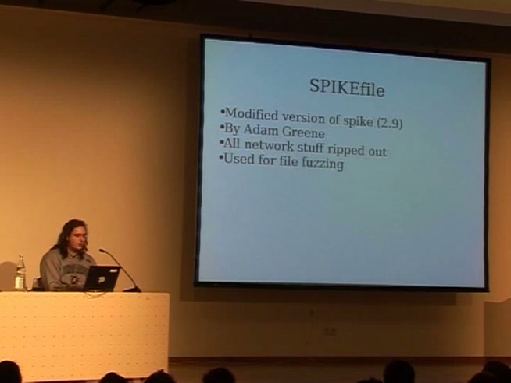And there's SPIKEfile, which is sort of like Spike. Basically, it's Spike 2.9, and it's a modification which Adam Greene from iDefense made. All the network stuff got ripped out and replaced with code to fuzz files. Which is interesting, because you get the same scripting language that Spike has, but now you can not only fuzz networks, but you can also fuzz files.